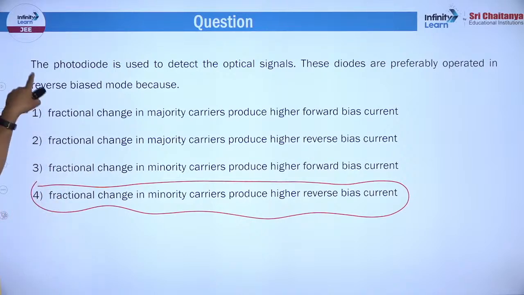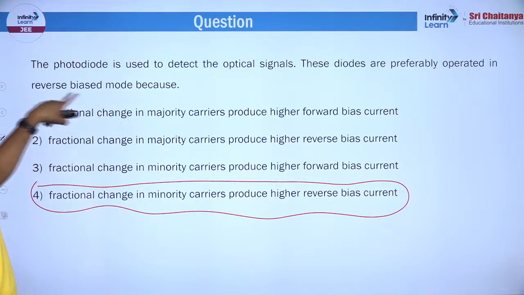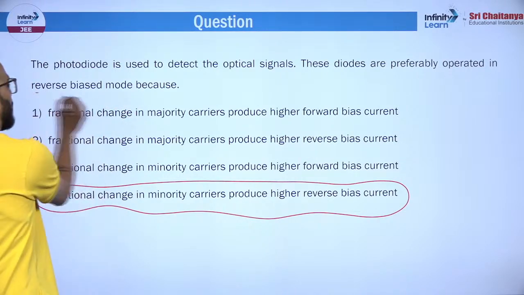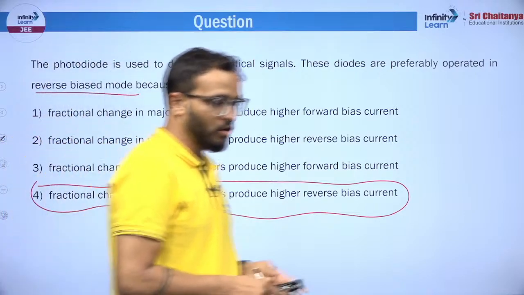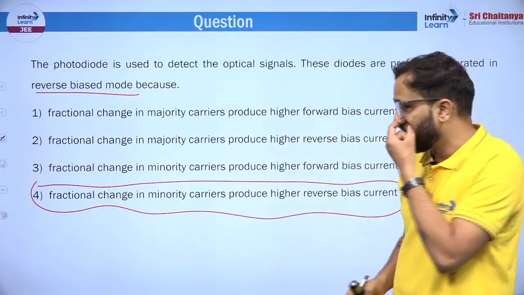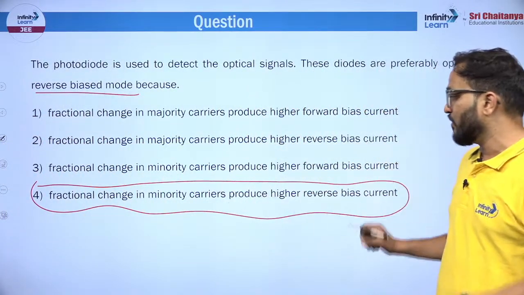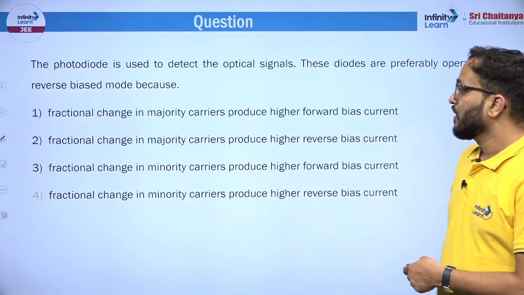Okay, because they are asking the same thing. These diodes are preferably operated in the reverse biased mode. क्यों? क्योंकि reverse bias mode में हमें minority charge carriers का flow जो है या fractional change है वो अच्छा खासा मिल जाता है. ठीक है, so आगे बढ़ते हैं.